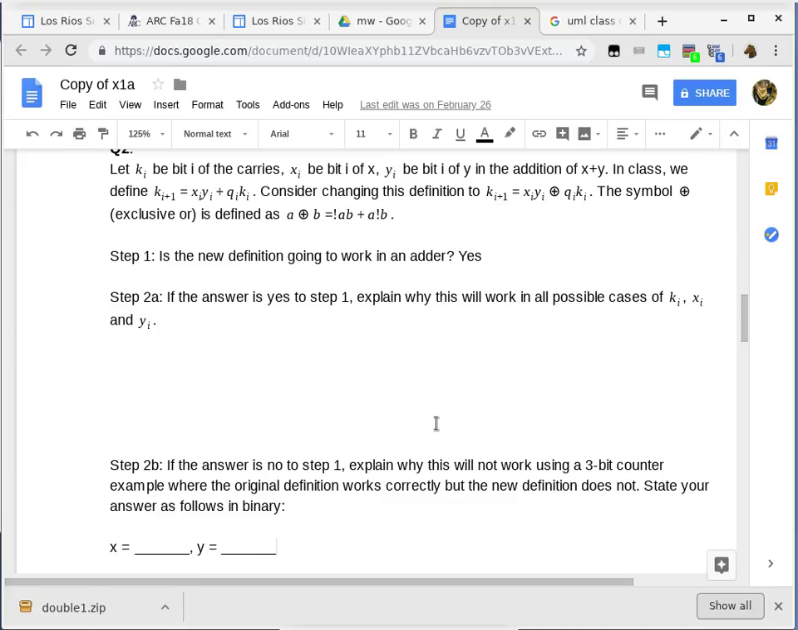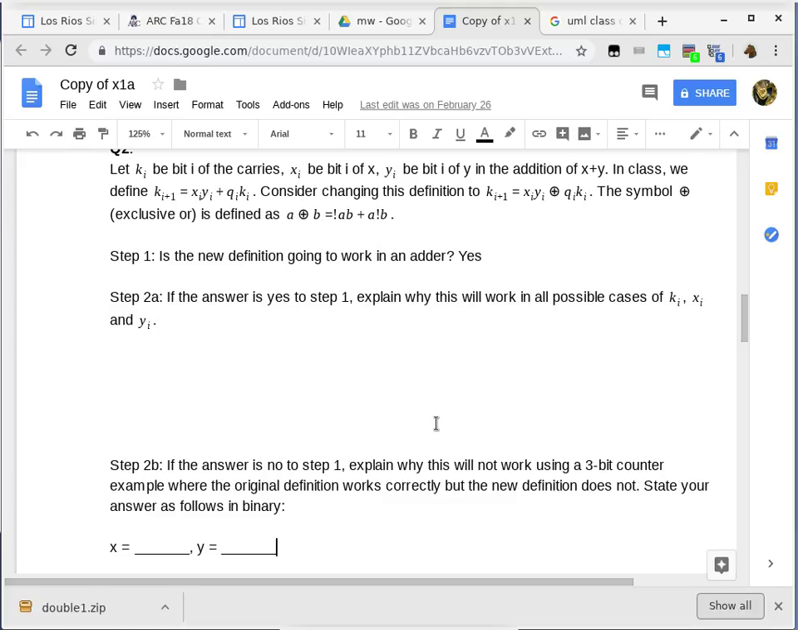Now, in this case, explaining why it's not going to work is easy. Give me a counterexample. Give me an x, a 3-bit number, and a y, maybe a 3-bit number, such that if I use exclusive or instead of or, the answer is going to be wrong. Does everybody understand what the question is asking? All right, so what do you think? Can we substitute the or with an exclusive or and not change the behavior of the adder?